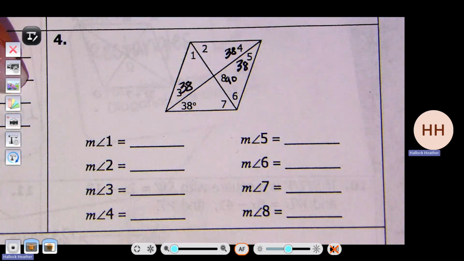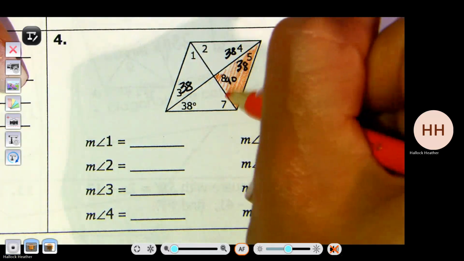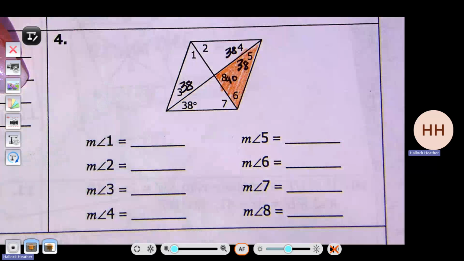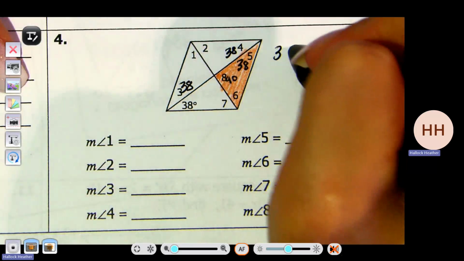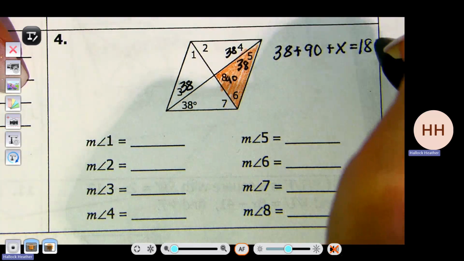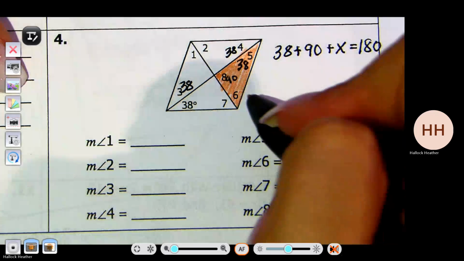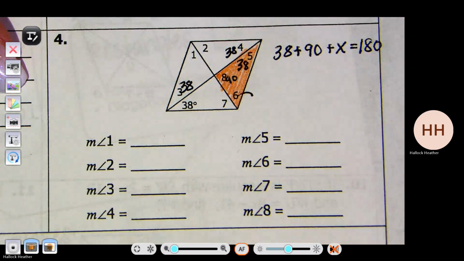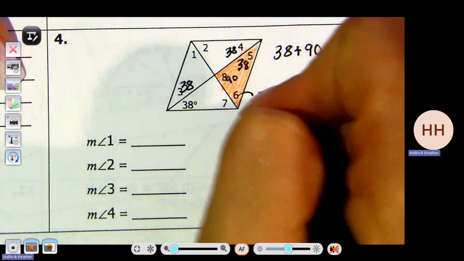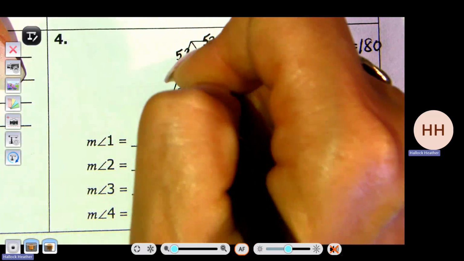And then how could I find 6? And 6 would match with every other angle. Perfect, because a triangle has to add to make 180. So you're doing 38 plus 90 plus something, I'll just call it X, equals 180. So what's that missing angle to make a triangle? 52. So 52 goes here, 52 can go here, 52 can go here, and 52 can go here.